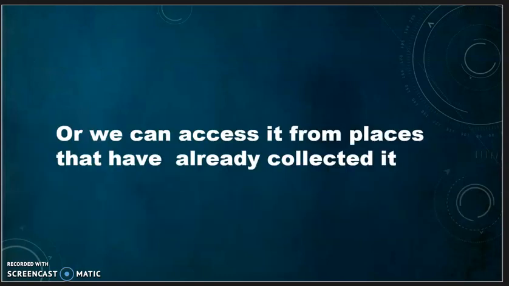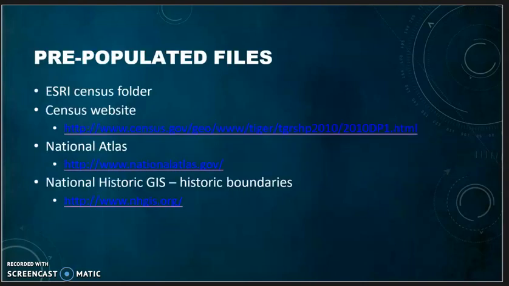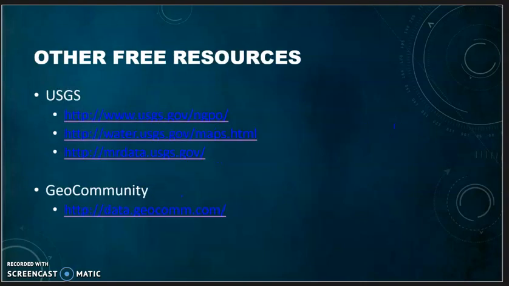Another way is we can access it from places that have already collected the data. So the next few slides I'm going to go through pretty quickly. It just shows you different sources of online data where you can acquire GIS data for different types of projects that you want to be working on. So we have the Census website, National Atlas, National Historic GIS, and all of these links and data resources will be provided in the lecture slides at the bottom of the Module 1 page.